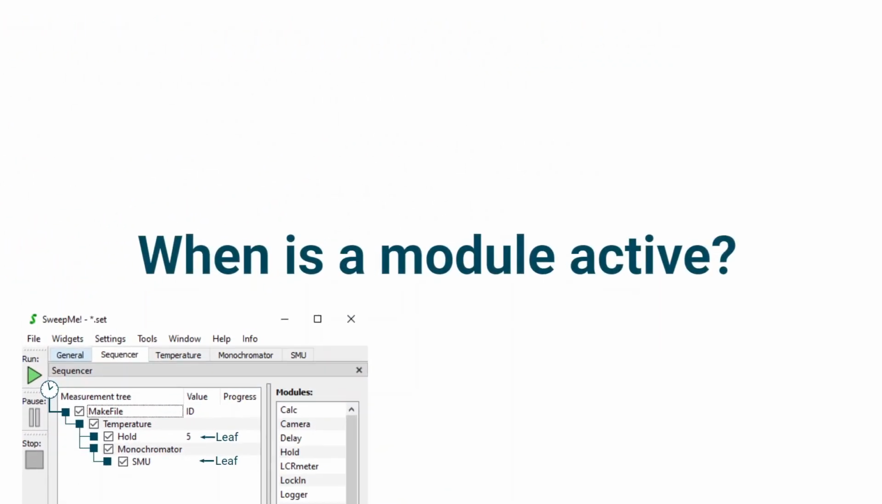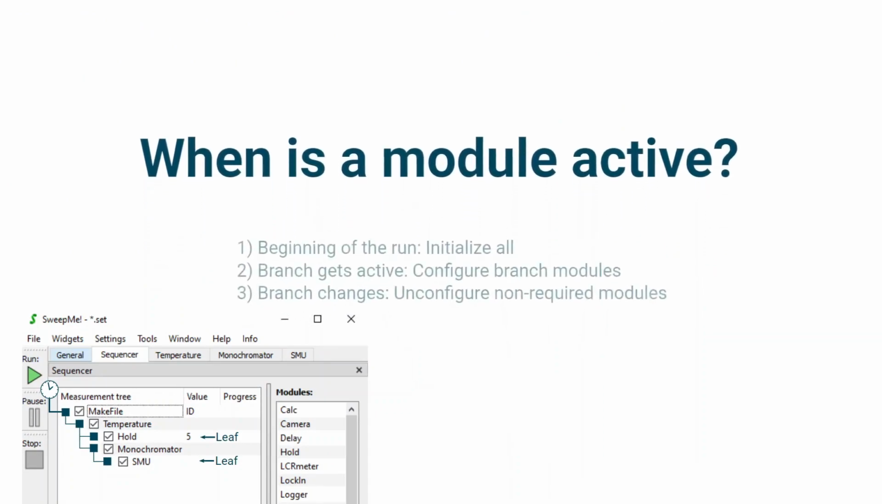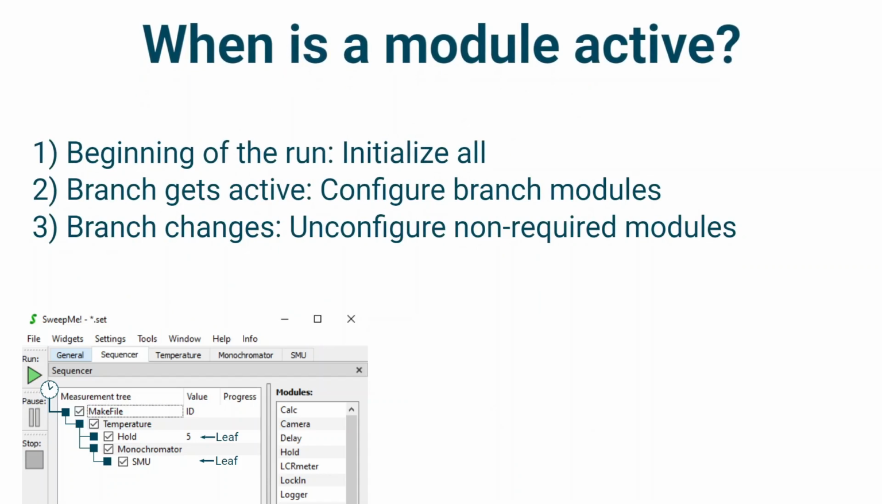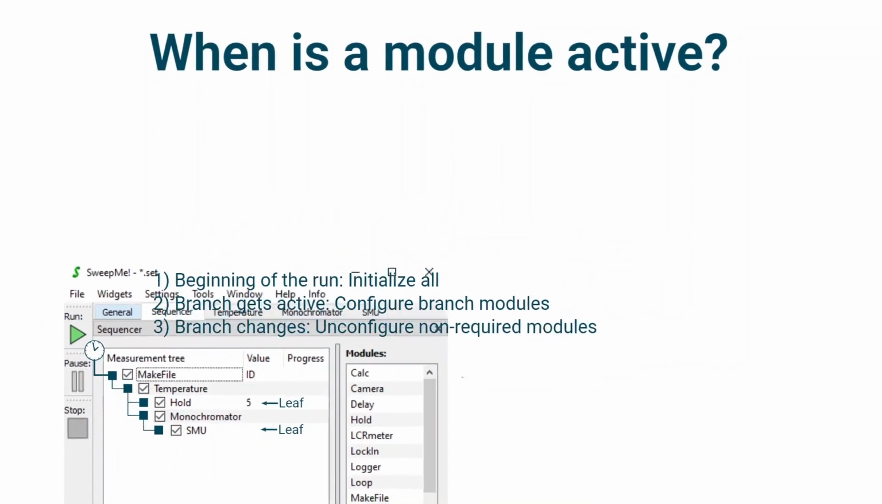When is a module active? At the beginning of the run, all modules are initialized. When entering a branch, all modules in the branch are configured and get active. When leaving a branch, all modules which are not needed in the next branch are unconfigured so that no set points are applied. The modules that remain active stay configured.